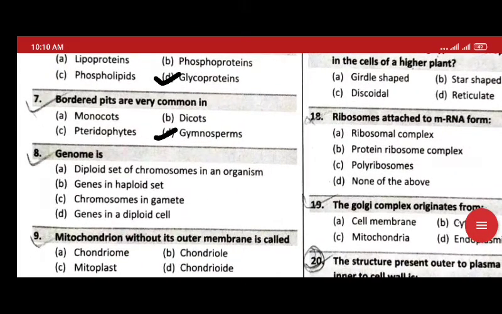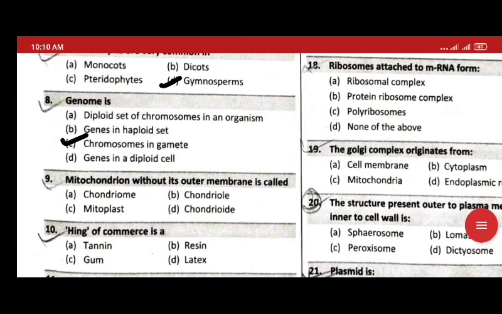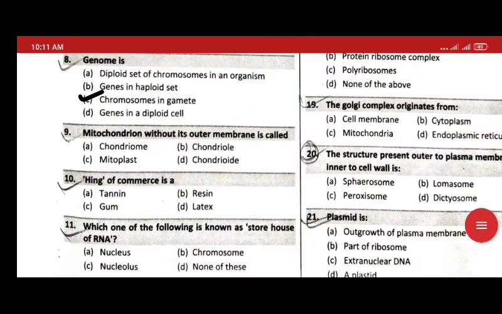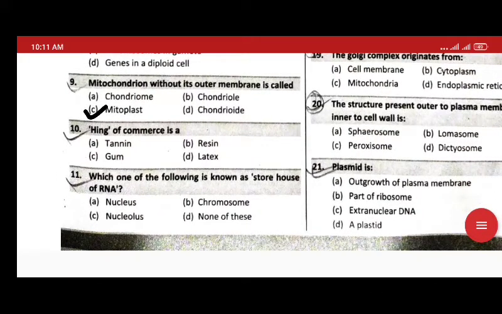Now, genome means haploid chromosomes in gamete. The set of chromosomes in a gamete, which is haploid, is called genome. Now mitochondria without its outer membrane is called mitoplast. You should remember this, mitoplast. Now hing of commerce is called resin. Now 11, which of the following is known as the storehouse of RNA? RNA is mainly stored in the nucleolus.